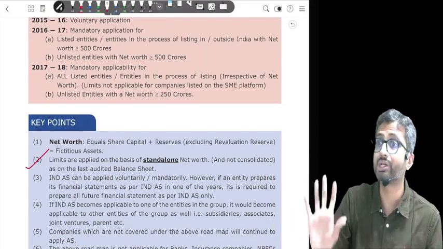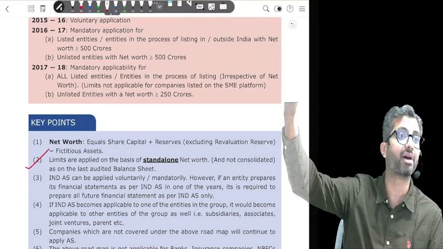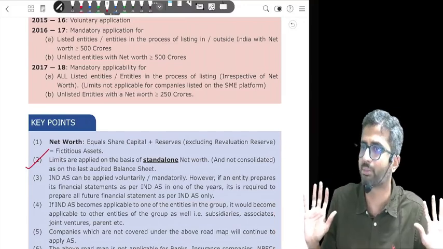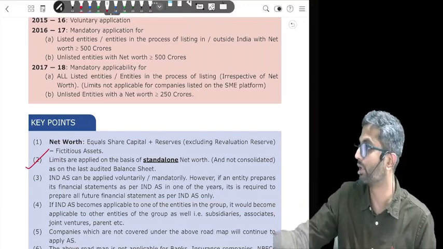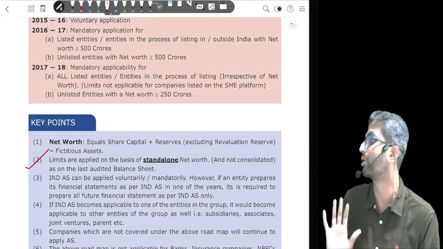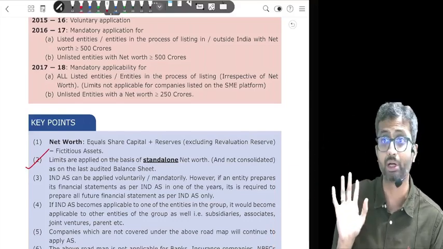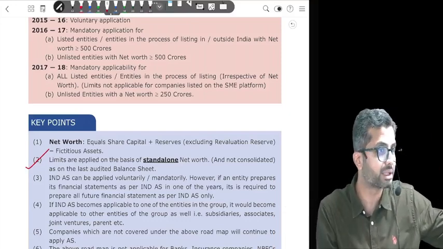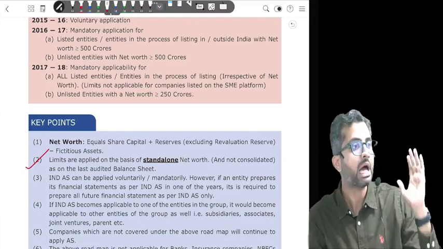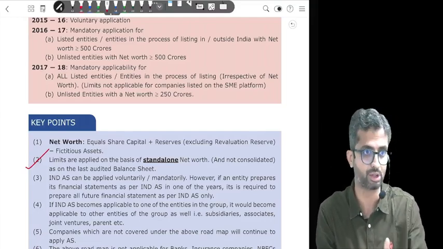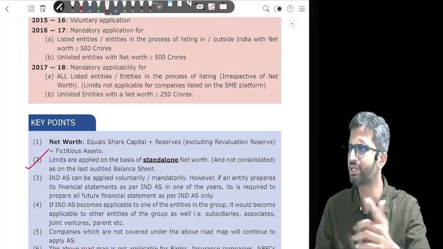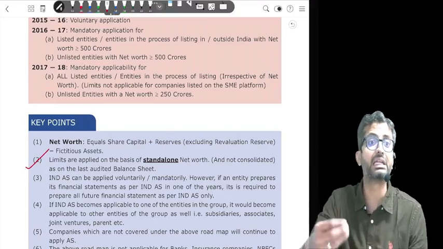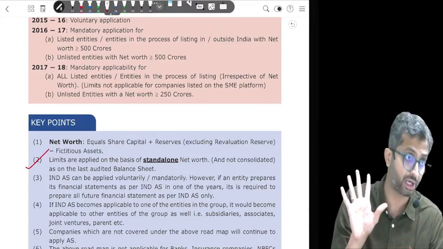In your balance sheet, the law says share capital plus reserves excluding revaluation reserve. So in your AS balance sheet, if it was a part of share capital, you take it as a part of net worth. Usually preference share capital was a part of share capital in the AS balance sheet. So even preference share capital, because the last audited balance sheet was an AS balance sheet, was share capital, and that is also a part of your net worth. Share capital, equity and preference both, plus reserves. You will include almost all reserves except for revaluation reserve, and less any fictitious assets. This is the Companies Act definition of net worth.